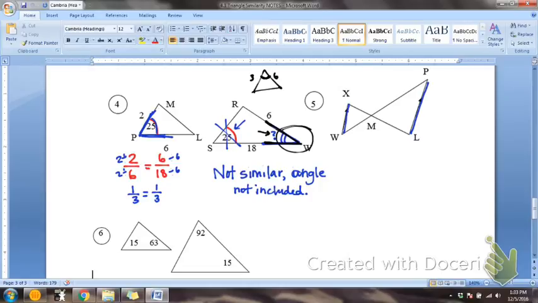The vertical angles. Okay, let's go ahead and mark the vertical angles. We like those. And then what did you say, Samantha? I marked angle W and angle P, because they are alternate interior angles. Do we have to mark that third pair? No. You don't have to, but you can. It might make it easier when you're writing your similarity statement.